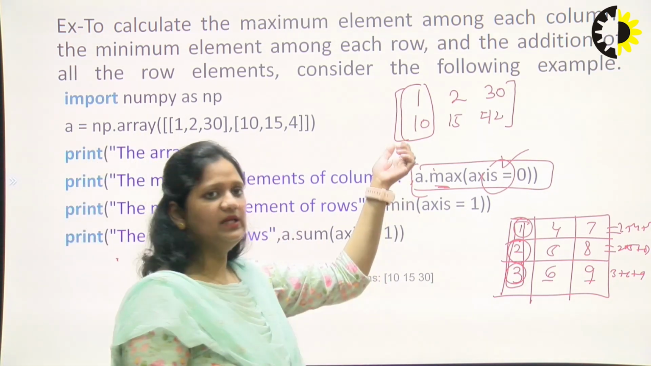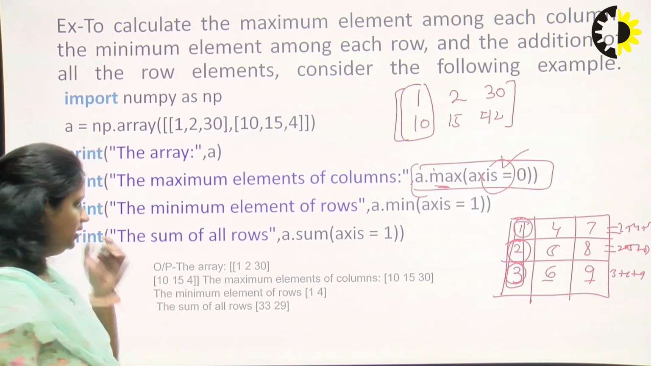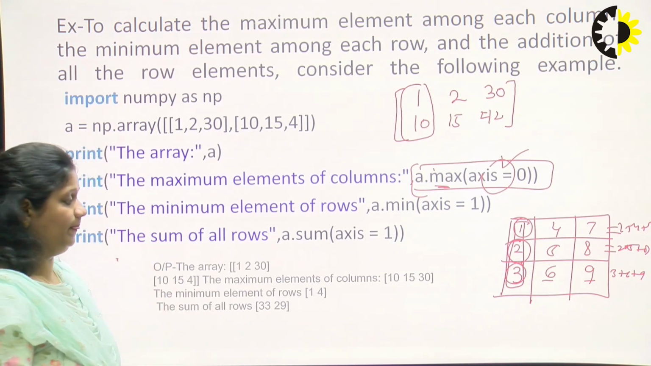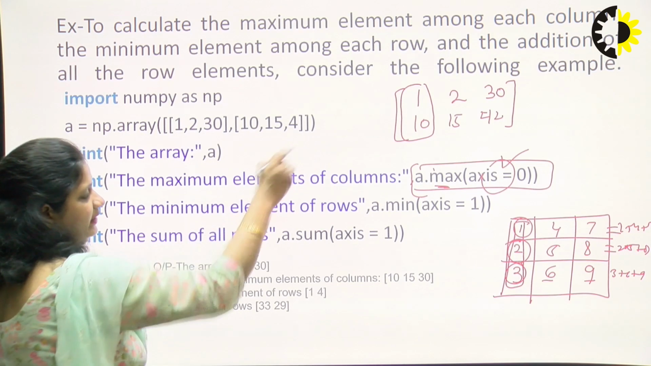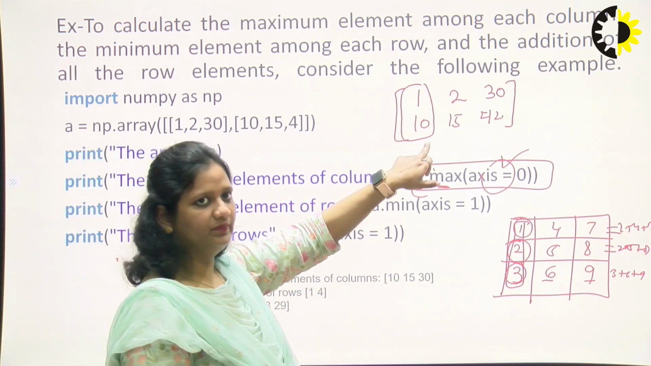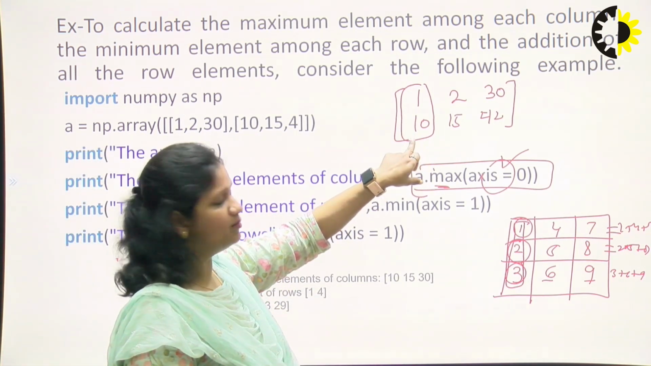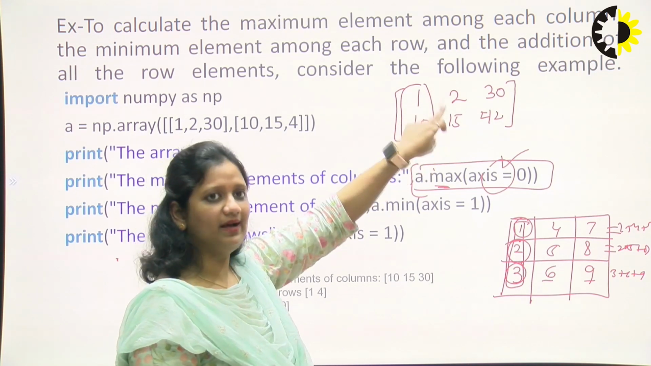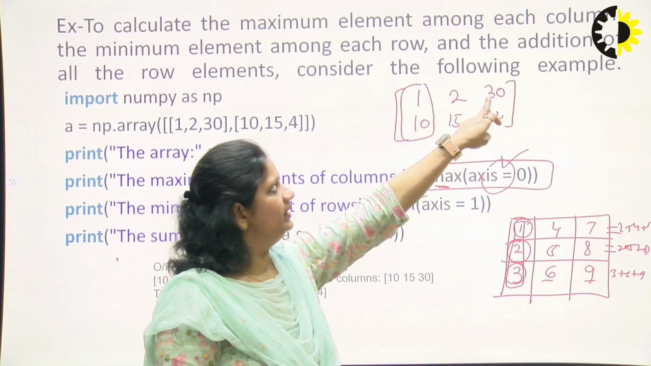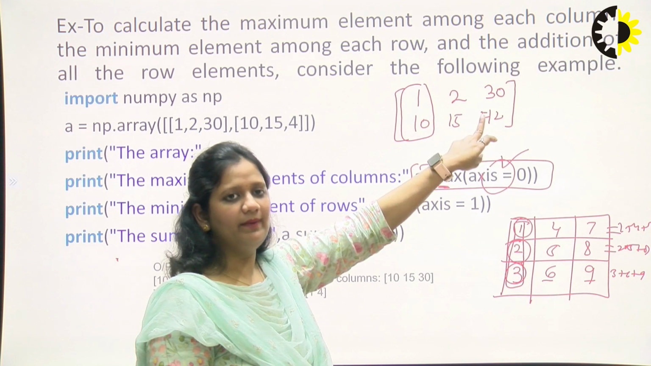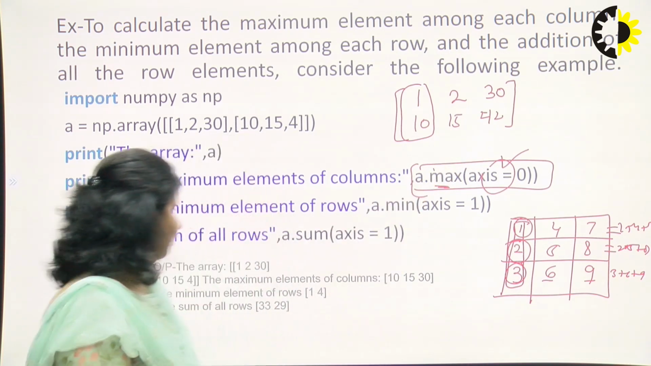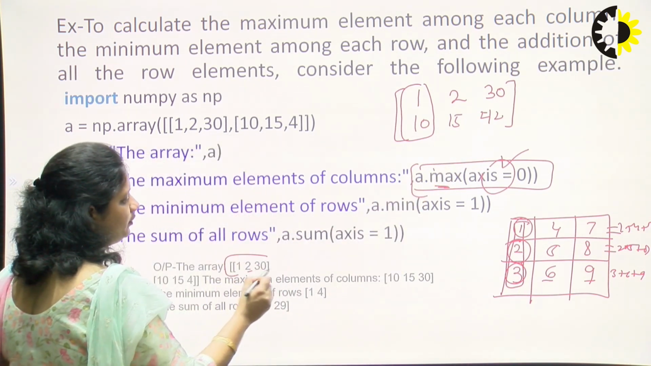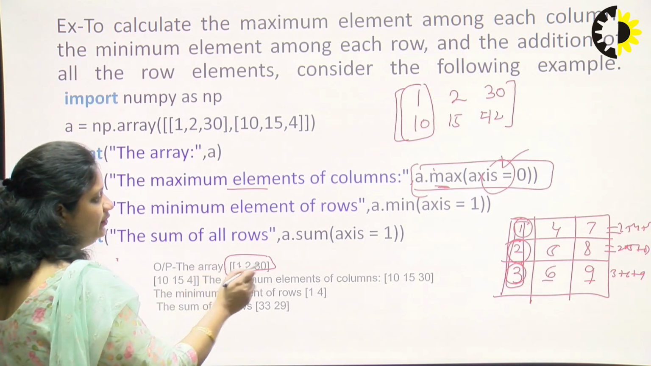So what will be the output of this program? The maximum of this column is 10, the maximum of this column is 15, and the maximum of this column is 30. So the output would be 10, 15, 30.